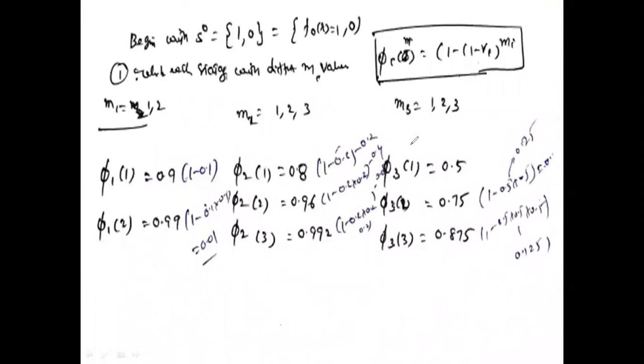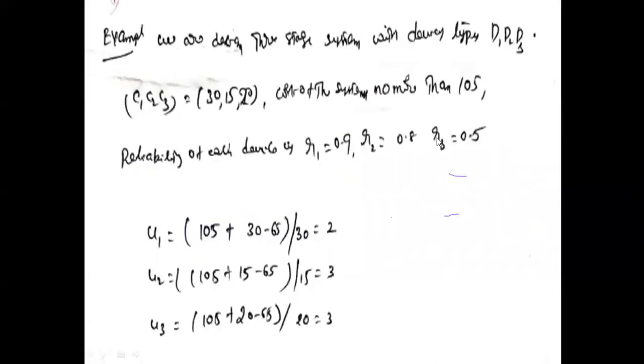Same for the reliability of the third device. If the number of devices equal to 1, it is 0.5, and with 2 devices 0.75. 0.5 means 1 minus (1 minus r_i) to the power 1, that is the reliability of the third device is 0.5.